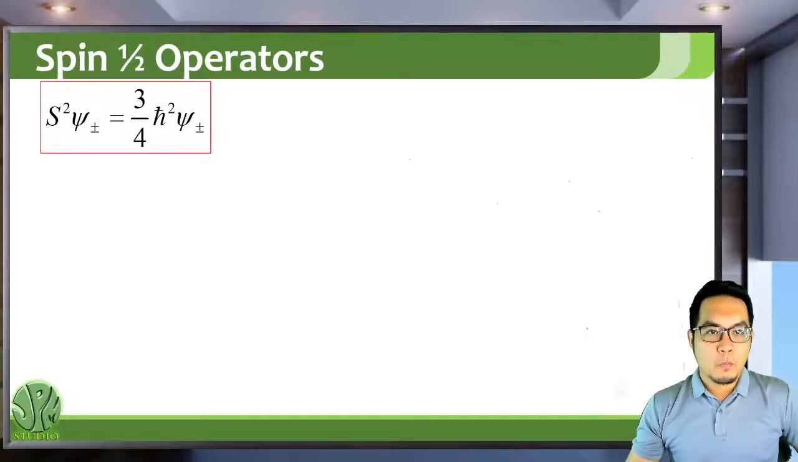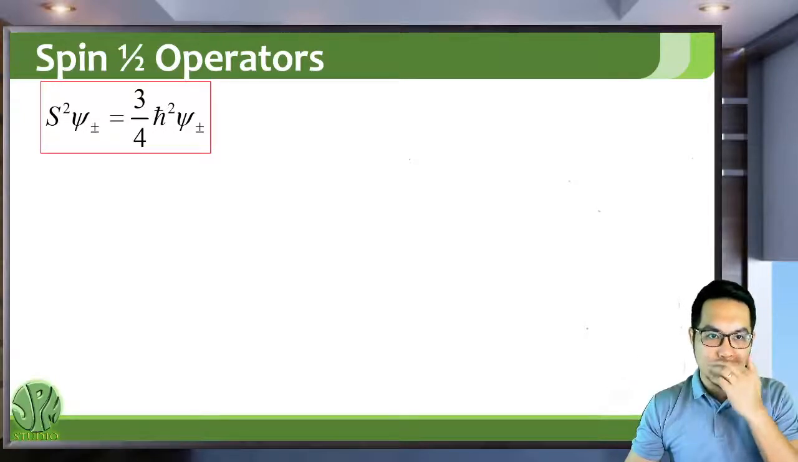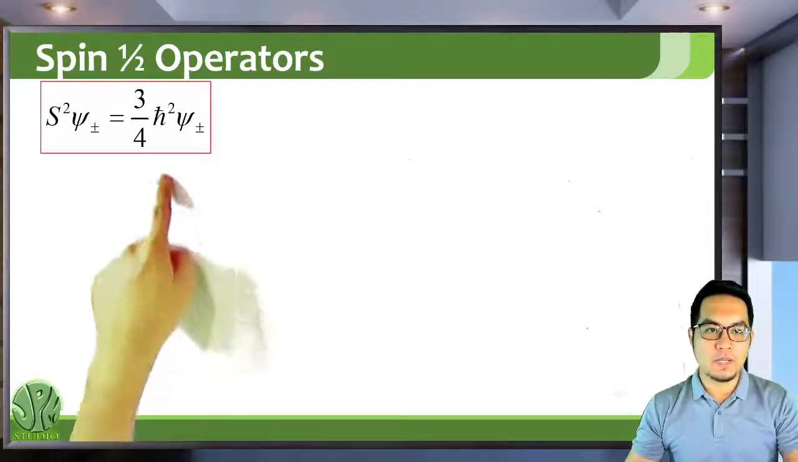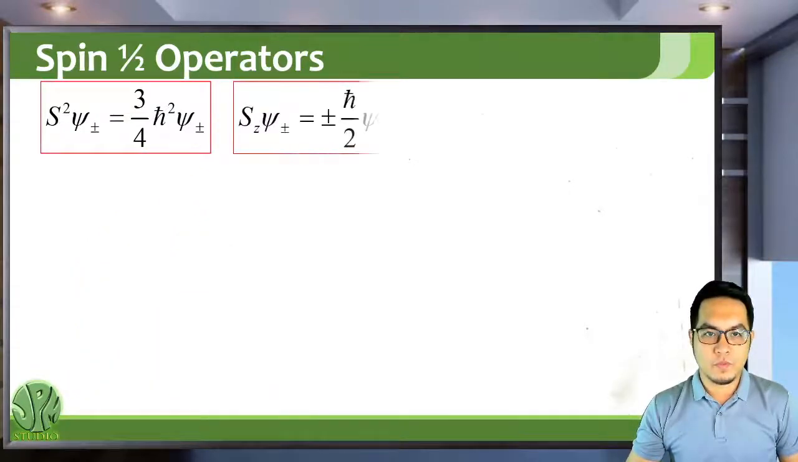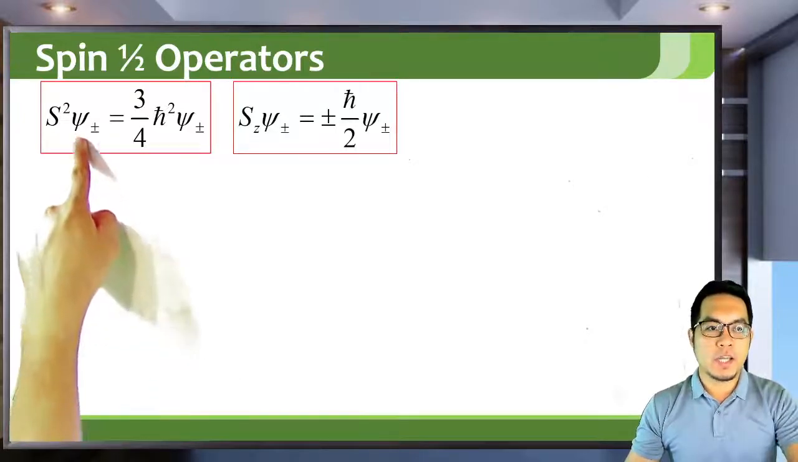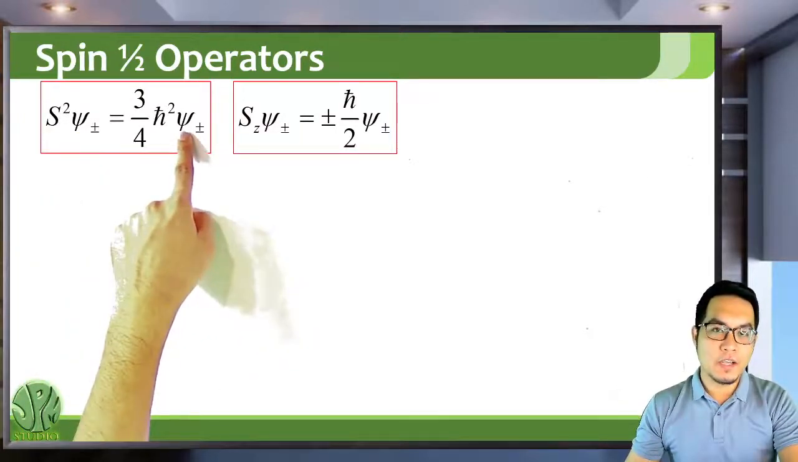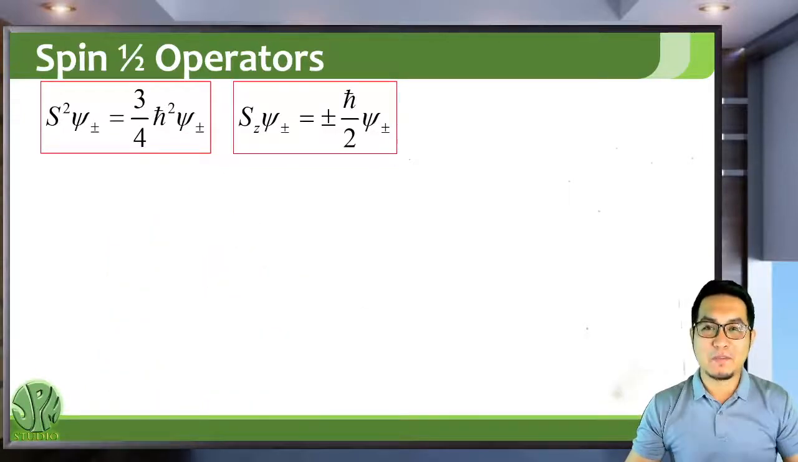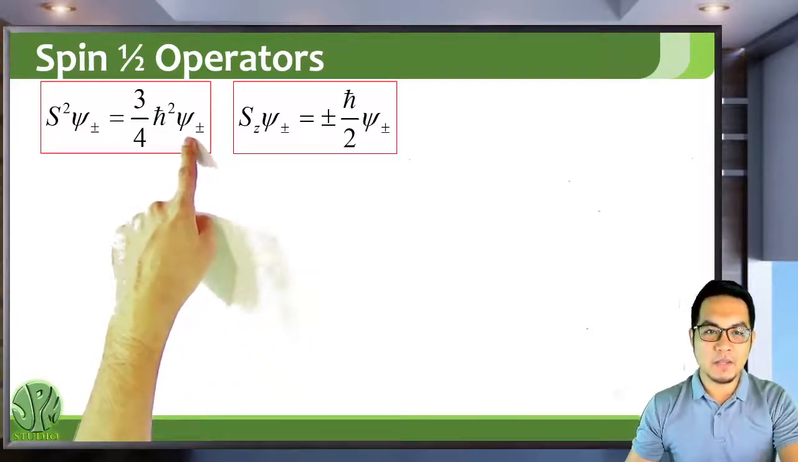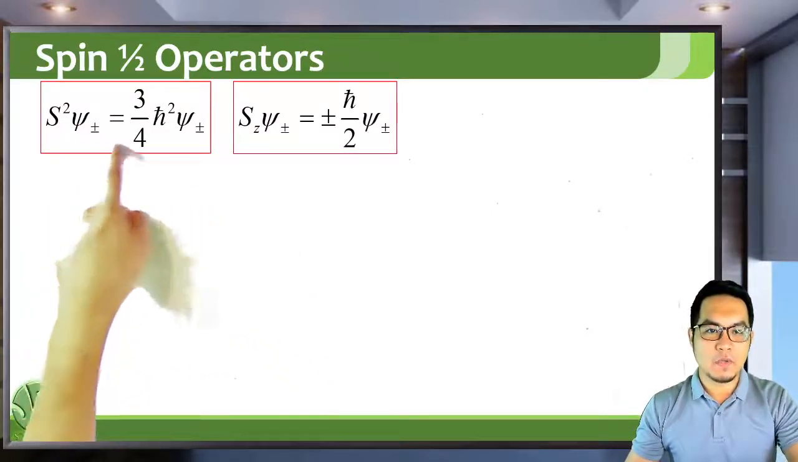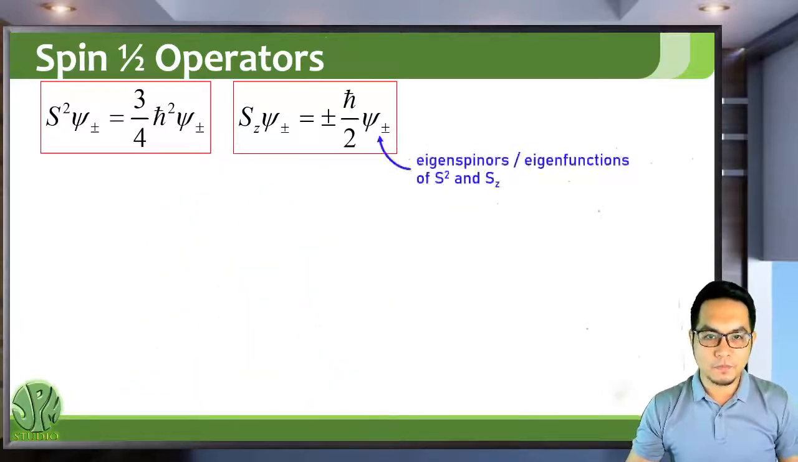Okay, with regards to this total angular momentum S squared, for S equal to 1/2, its eigenvalue is 3/4 h bar squared. Take note, they share the same spinors, or the same eigenfunctions. So we now have many terms for the wave function. If they obey an eigenvalue equation, then you call them an eigenfunction or an eigenspinor in this case. So Sz and S squared share the same eigenspinor or eigenfunction.